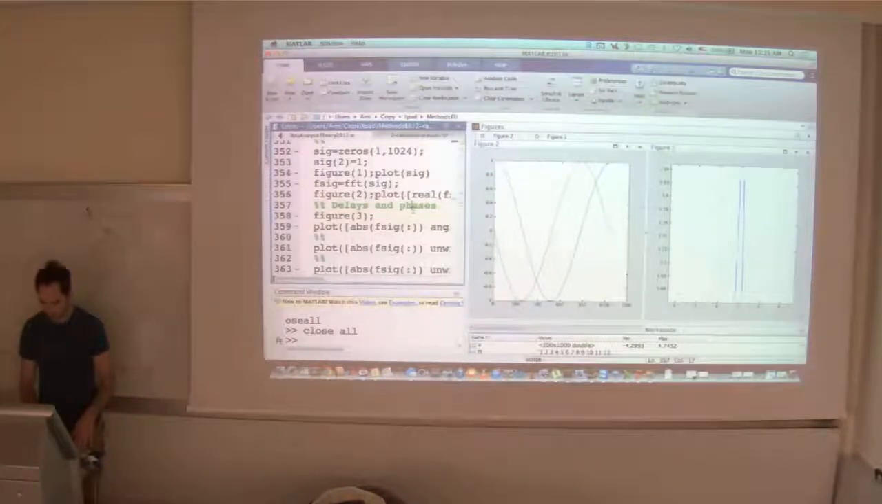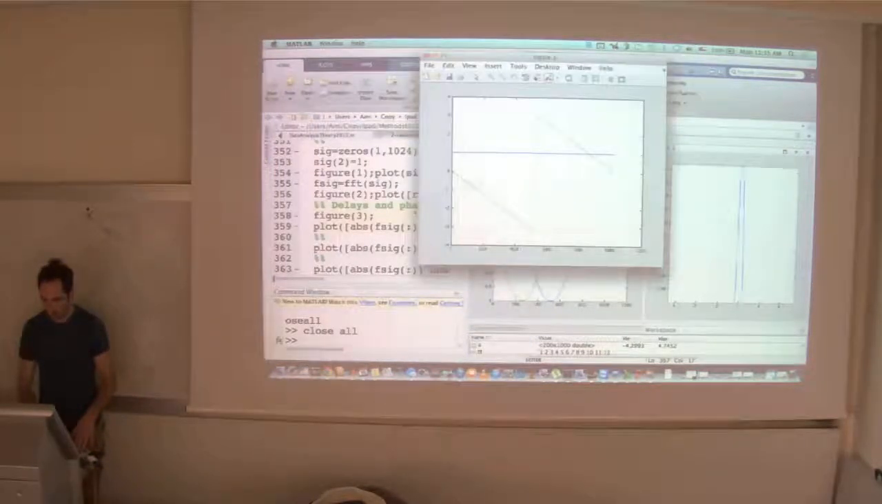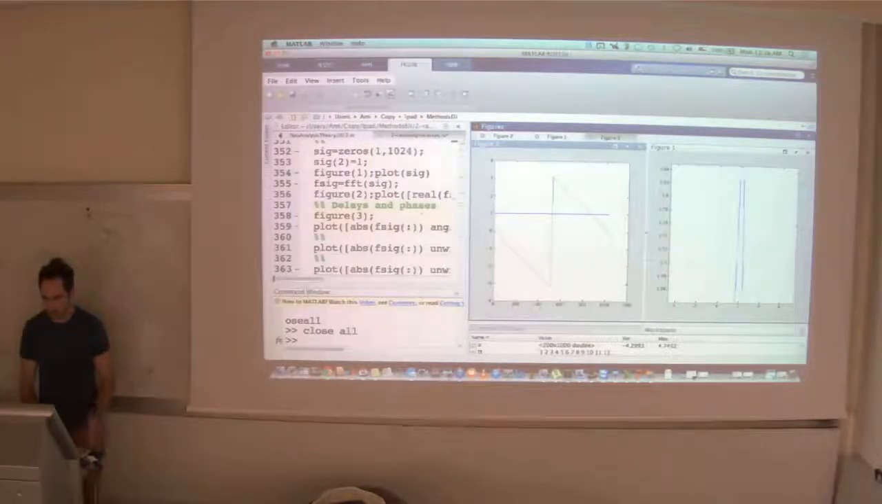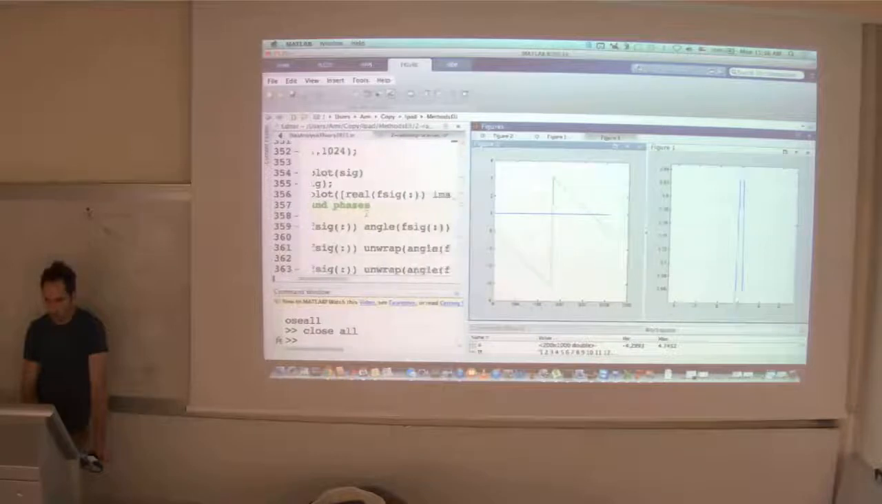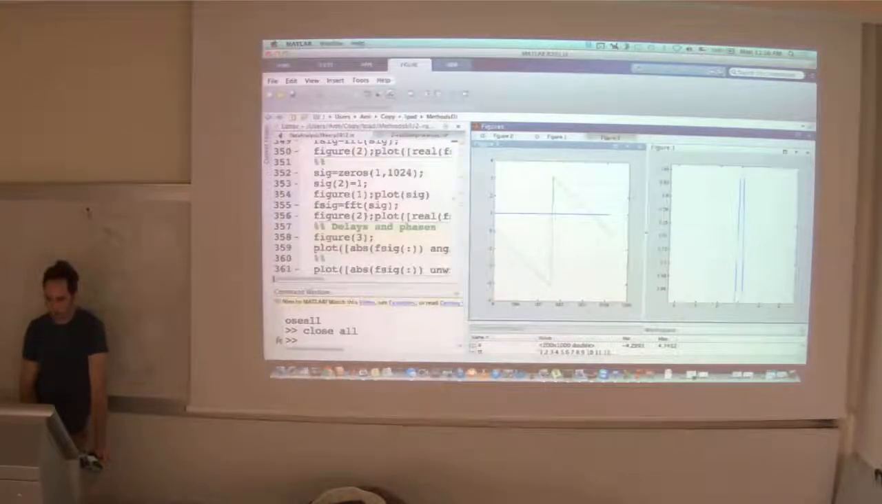So let's look at what happened. The blue line is the absolute part. Of course, the energy of all the frequencies is 1. But we can see that something weird is happening in the angle. The angle is the green line.